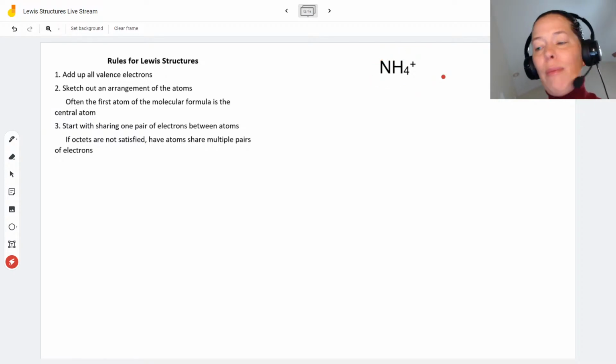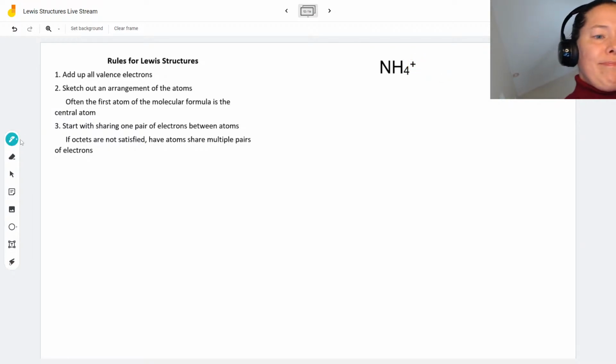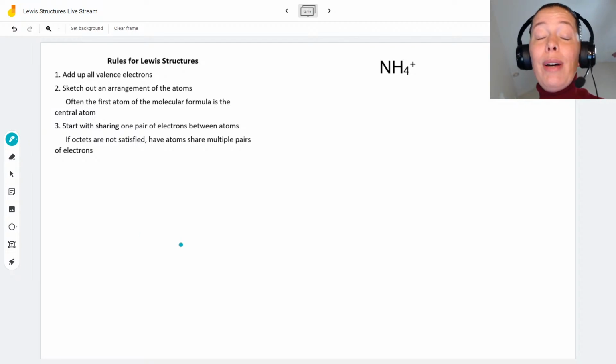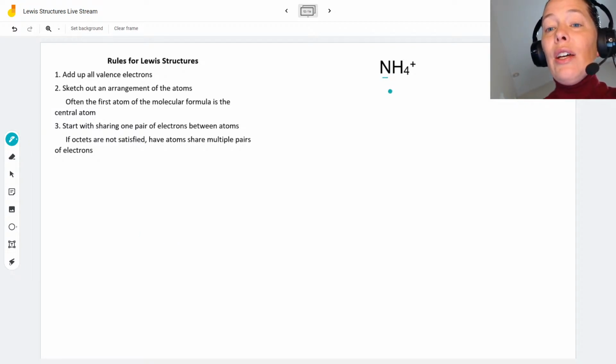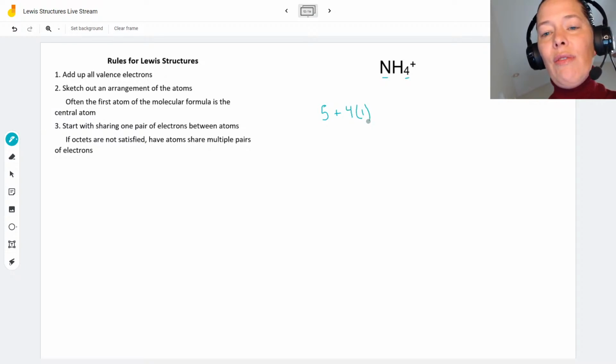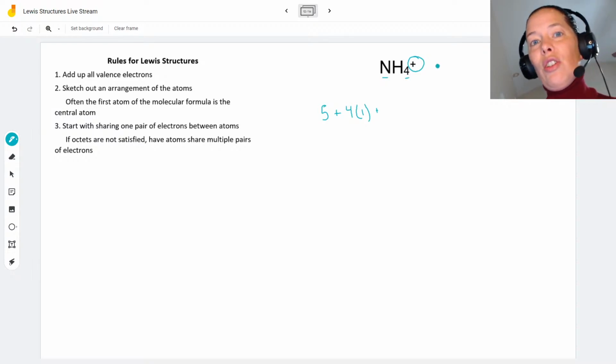And for the first time in at least this live stream, we are going to have to deal with charges here. And how do we do that with electrons? All right, so we're going to dive right into it and see how to deal with that charge. So we've got a nitrogen atom that gives us 5 valence electrons. We have 4 hydrogens. They each give us 1. And now we need to deal with this charge here.